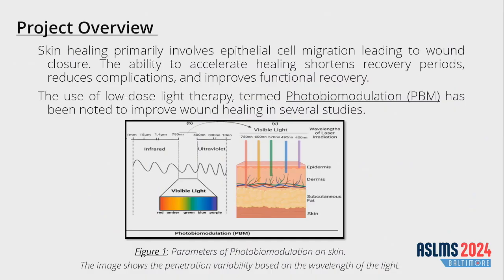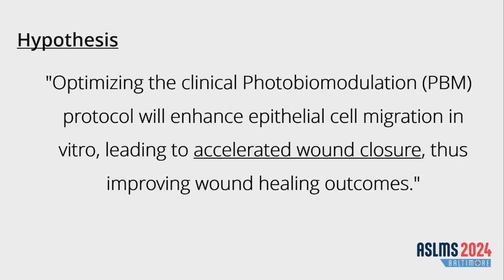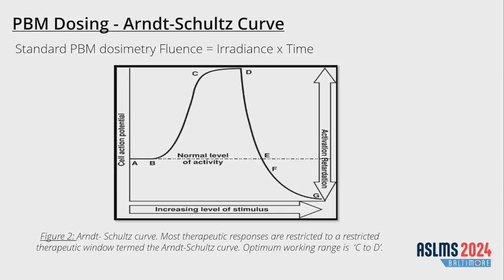Well, we know that photobiomodulation is being used to treat oral mucositis using a specific wavelength, usually 810 nanometer. Well, we question, can it be optimized and can it be made better by using a different wavelength? So we hypothesize that optimizing the clinical photobiomodulation protocol will enhance epithelial cell migration in vitro, leading to accelerated wound closure, thus improving wound healing outcomes.